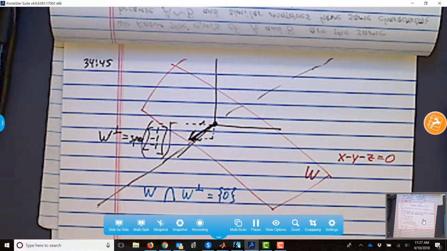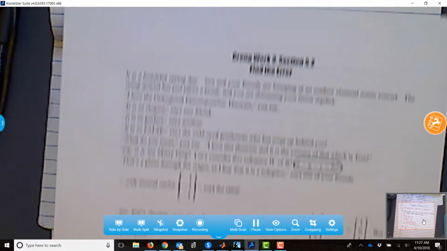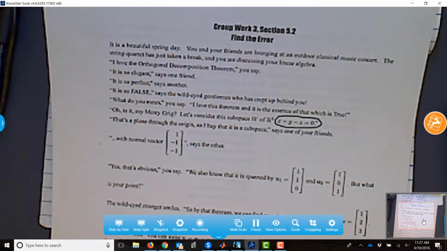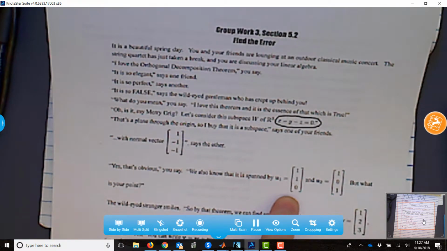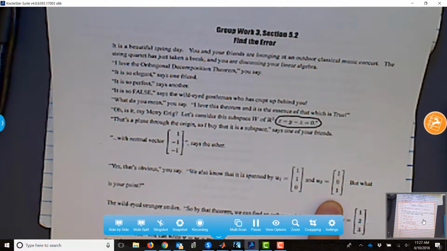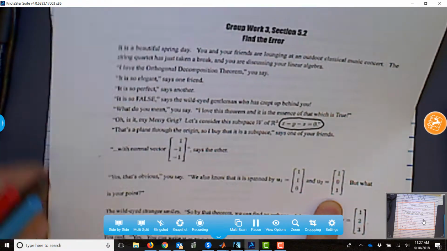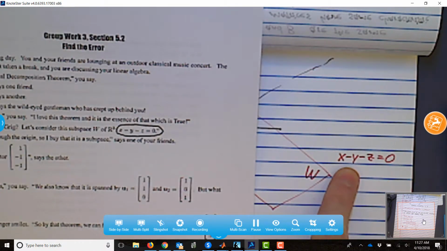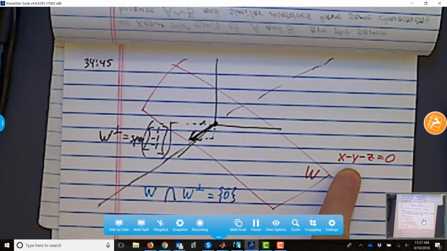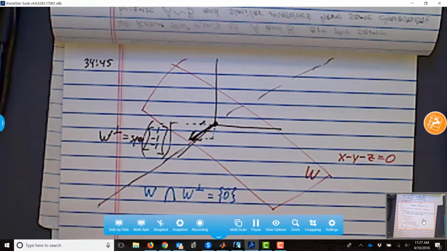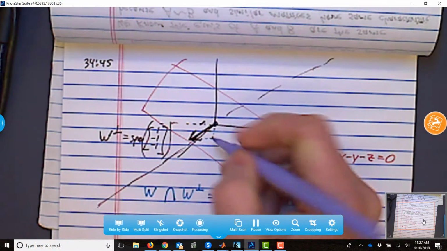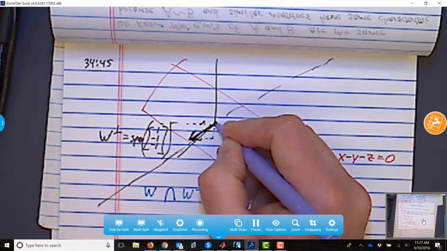So let's see what happens with this find the error. Then he says, okay, is this true? That W is spanned by 1, 1, 0 and 1, 0, 1? Well, yeah, because both of those make that equation true, right? So you could graph 1, 1, 0. Where would that be? Well, I guess it would be kind of coming right out at me, right?